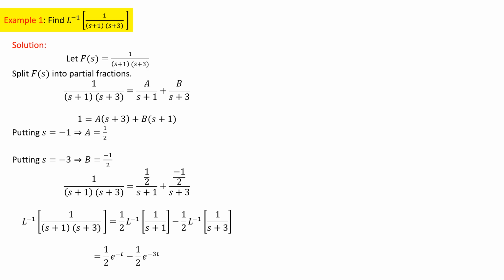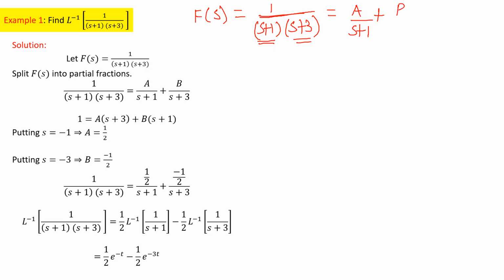We have to find L inverse of 1 over (s plus 1) into (s plus 3). Let us consider the given function without inverse as f of s. So I have f of s is equal to 1 over (s plus 1) times (s plus 3). Since the denominator has two linear factors, I have to introduce two values a and b, and I can write a over (s plus 1) plus b over (s plus 3).